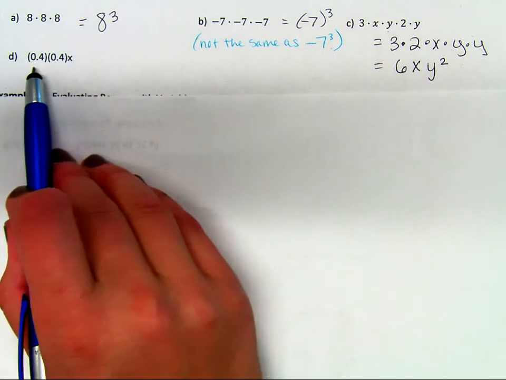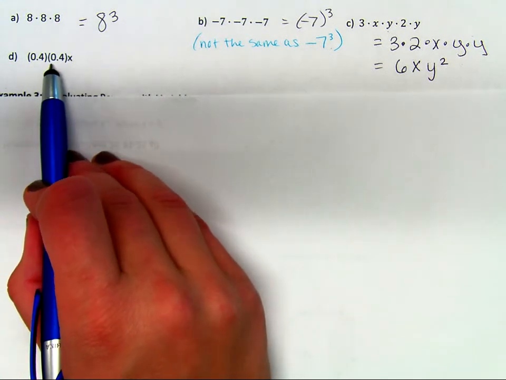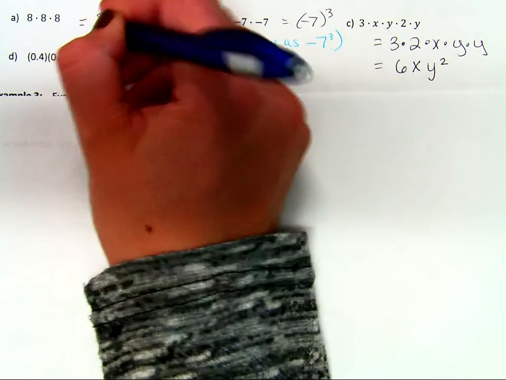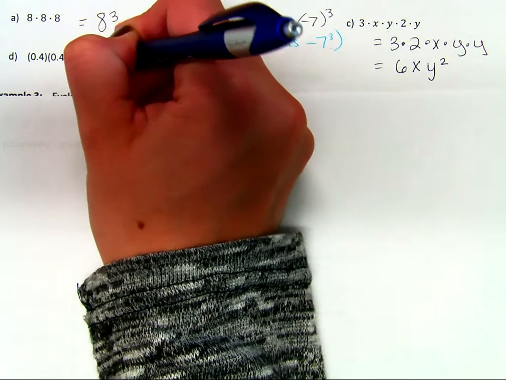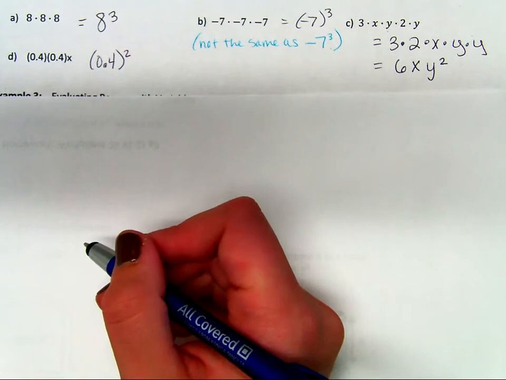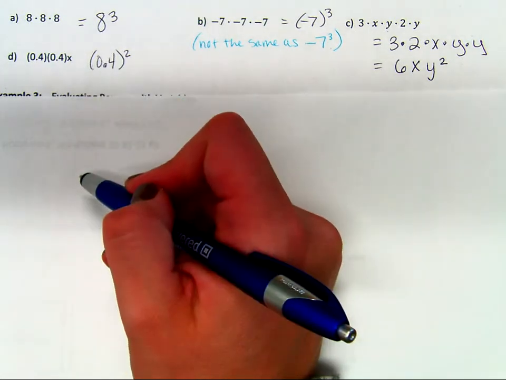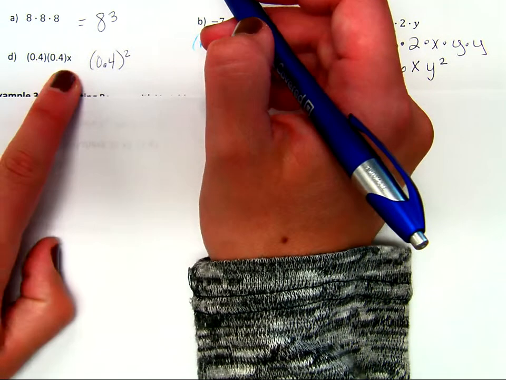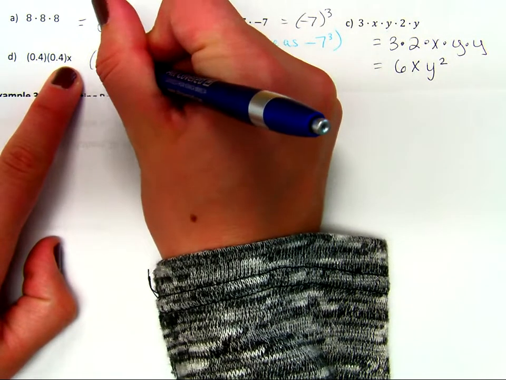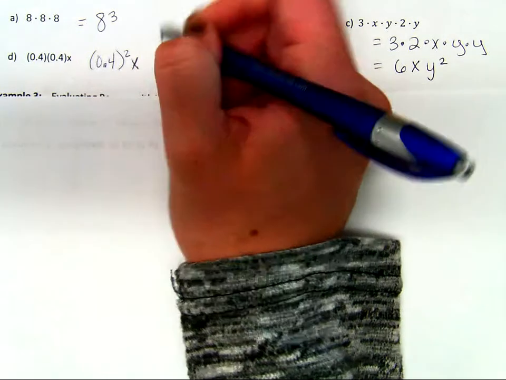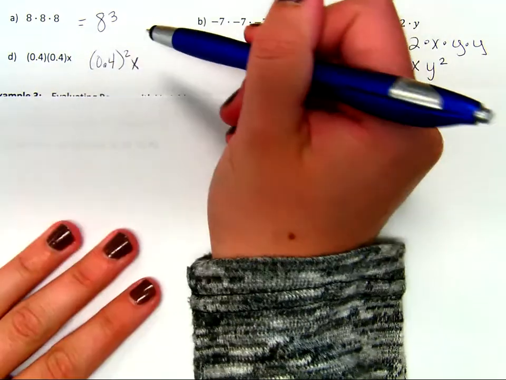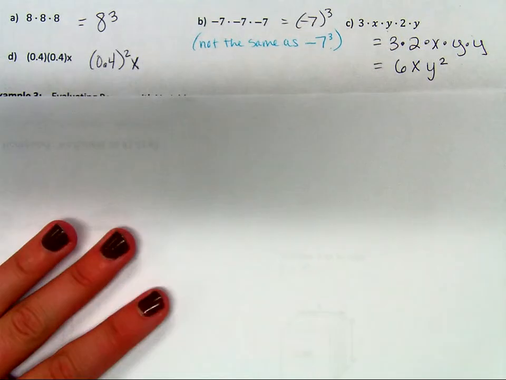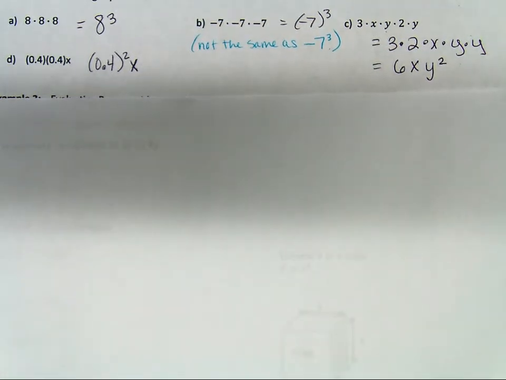Okay, here I have 0.4 times 0.4 times x. So 0.4 is multiplied with itself 2 times, so I'm going to write that as 0.4 squared. You don't necessarily need the parentheses there, but you can put them when there are decimals. And x, there's only one x, so I'm just going to write 0.4 squared times x. If there were more than one x, if it was x times x, I would put x squared, or x to the second power. So that's my answer there.